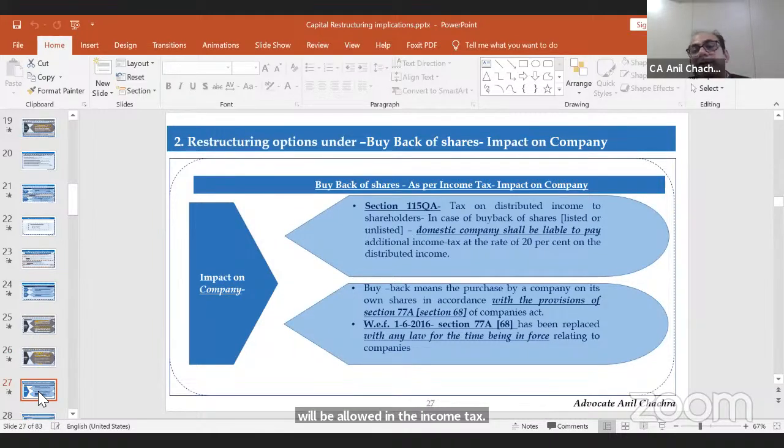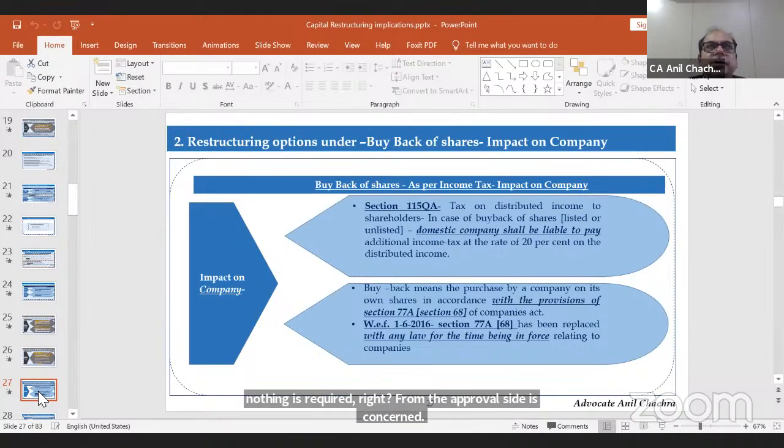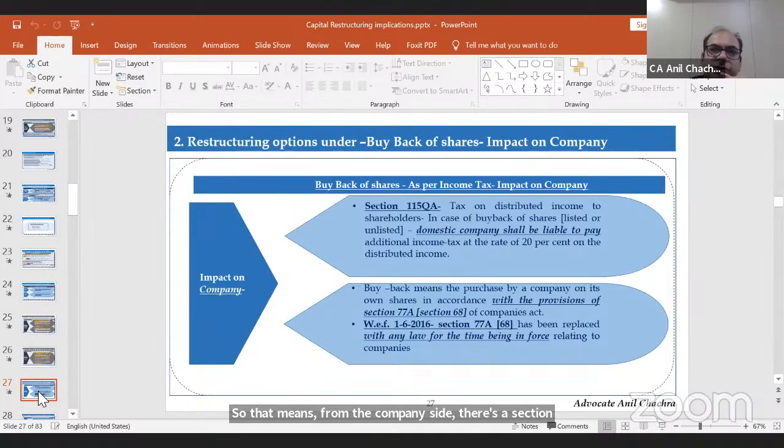Second part, buyback of shares. So for buyback of shares, nothing is required from the approval side. From the company side, there's a section called Section 115QA, which specifies that you have to pay distribution tax at the rate of 20% on whatever amount gets distributed.